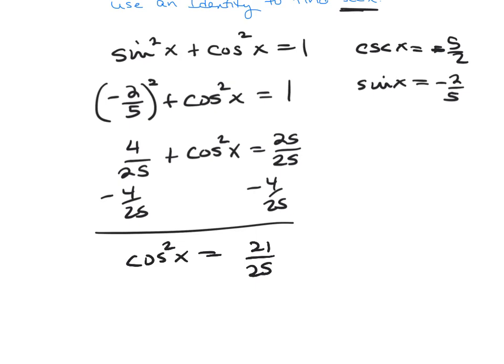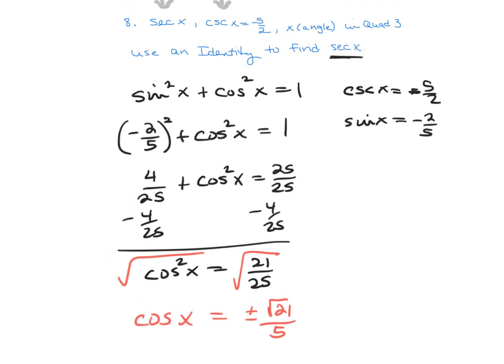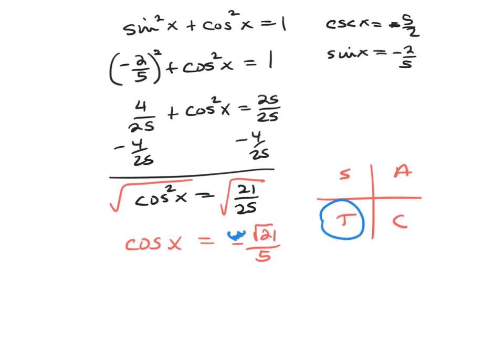In order to just get plain cosine, I need to square root both sides. So cosine is equal to plus and minus square root of 21 over 5, because I could square root the 25. However, remember, it told you in the problem we were in quadrant 3. So let's do our all students take calculus. Remember, in quadrant 3, only tangent's positive. So this tells me get rid of the positive. So my cosine x is equal to negative square root 21 over 5.